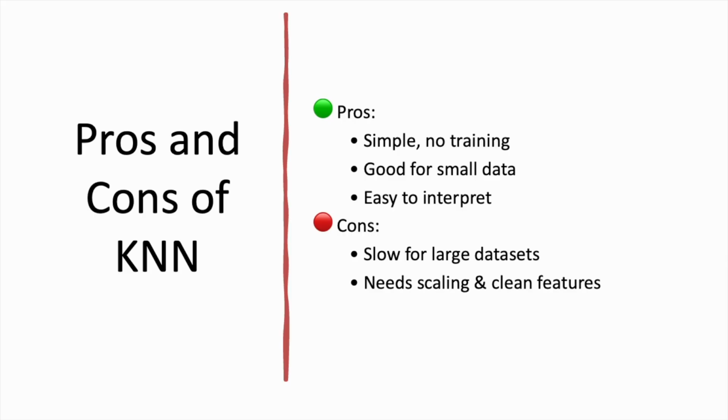And the limitations of KNN are, it is slow during prediction on large data sets because it calculates distance to every point. Performance degrades with high dimensional data, which is called the curse of dimensionality. It is sensitive to irrelevant features and different feature scales. So pre-processing is essential. KNN is powerful but only when used with extreme care.